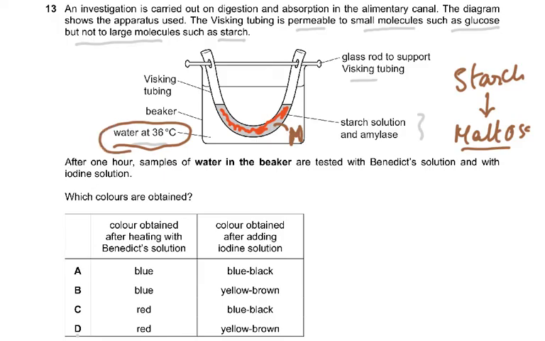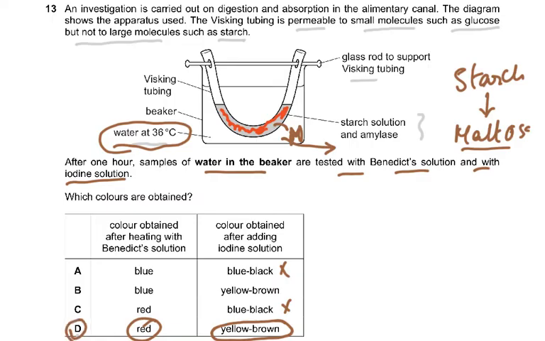After 1 hour, samples of the water in the beaker are taken out and tested with Benedict's and with iodine solution. Now, what are the colors which will be obtained? Naturally, the reducing sugar test will be positive, so that has to be red. And the iodine will remain yellow-brown because there's no starch in it, so it cannot turn blue-black. So that is why the answer is D, because starch cannot come out. Starch has been hydrolyzed by the amylase and maltose has been formed.